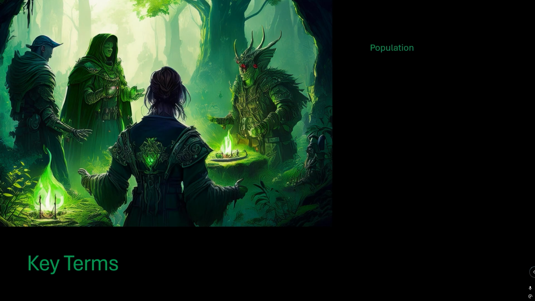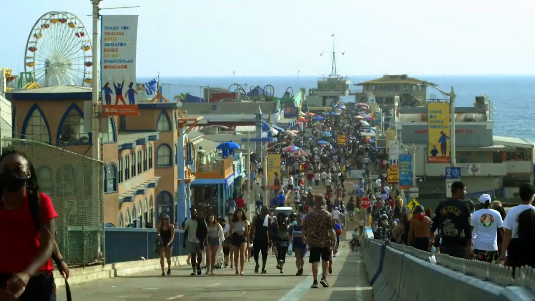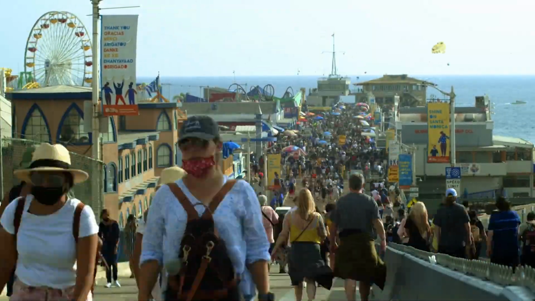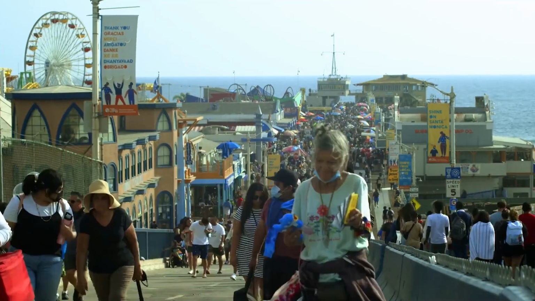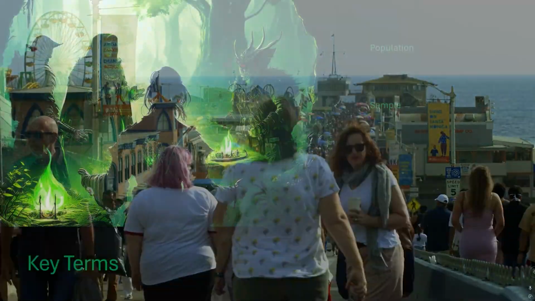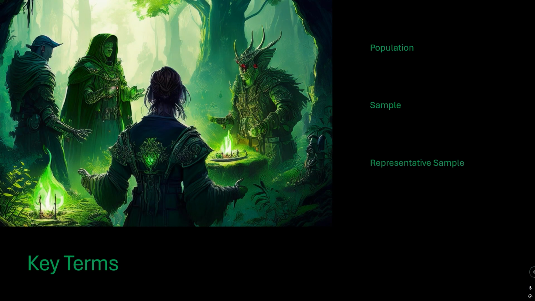So some key terms. The population. The population is the entire group a researcher is interested in. And a sample of that is a subset of the population used for the study. A representative sample reflects the characteristics of the population. And our sampling frame is the actual list or database of individuals from which that sample is drawn. Yeah, so it kind of narrows it down.